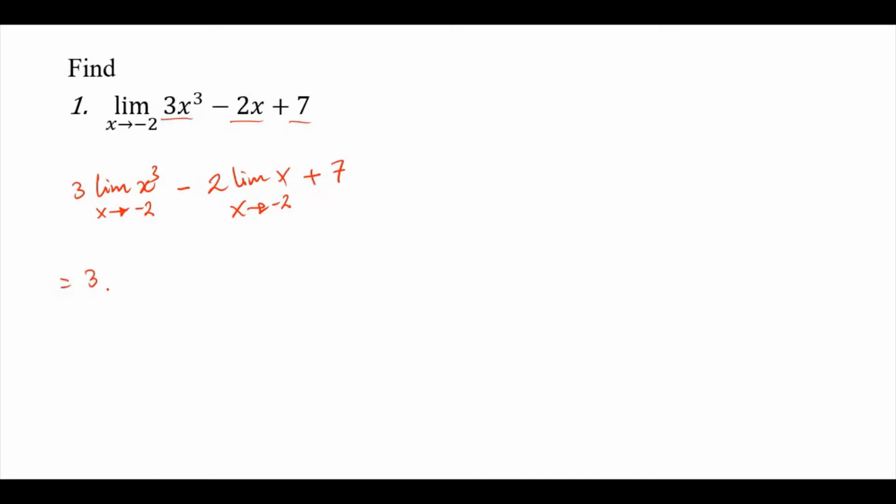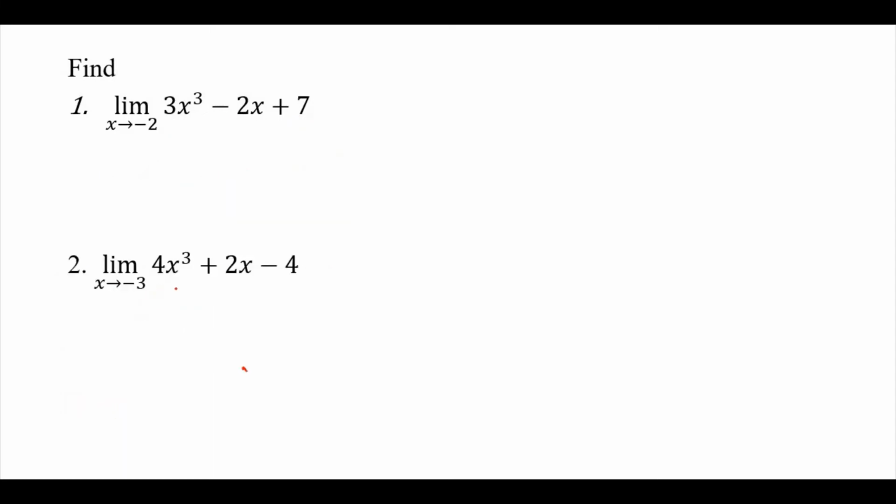This is equal to 3 times, again, I'm going to do that quickly, the limit of x when x approaches negative 2 is negative 2 to the third power. So I'm going to say negative 2 to the third power, minus 2 times negative 2, the limit of x as x approaches negative 2 is negative 2, plus 7. This will be 3 times negative 8, which is negative 24, plus negative times negative is positive, 2 times 2 is 4, plus 7. Again, apply PEMDAS. So you're going to say negative 24 plus 4 is negative 20, plus 7 is negative 13.